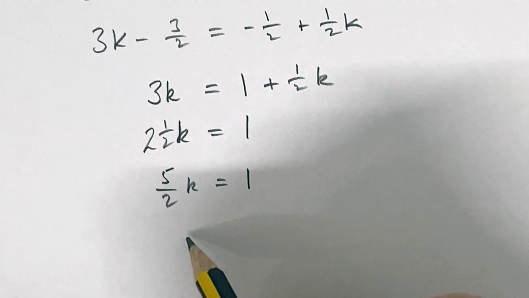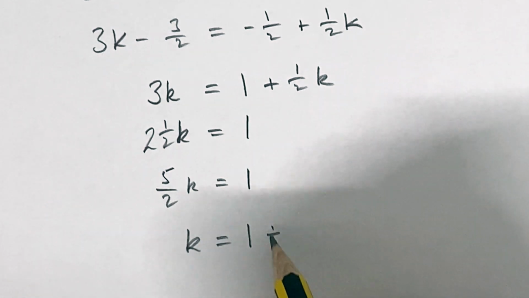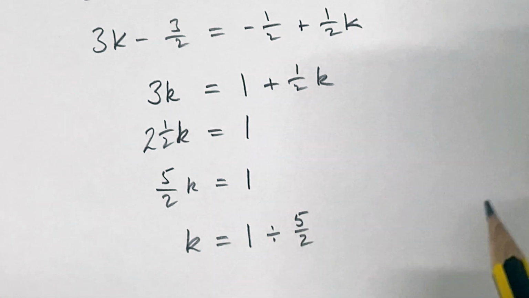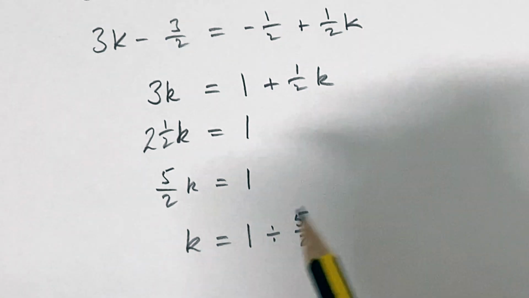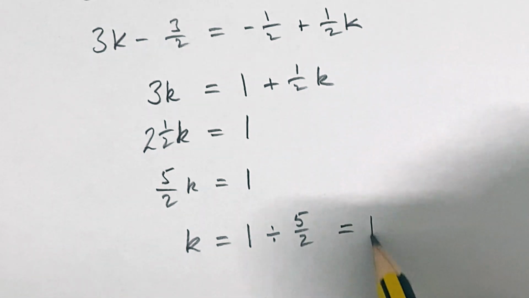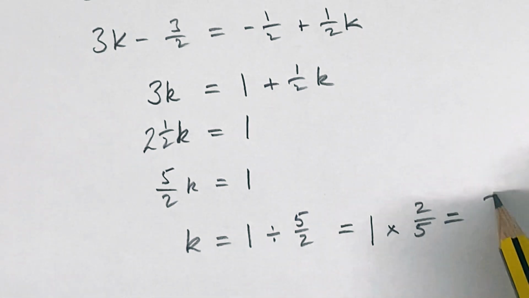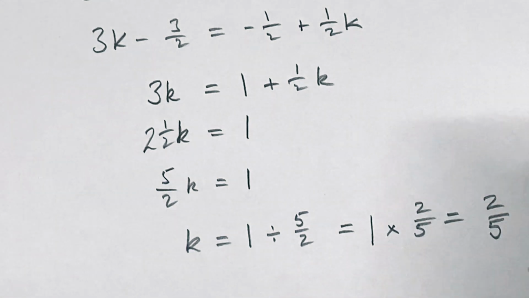And now divide both sides by 5 over 2. So k equals 1 divided by 5 over 2. And of course we're dividing by a fraction, so you know that we're going to flip and multiply. So that is equal to 1 times 2 over 5. In other words, k is worth 2 over 5.